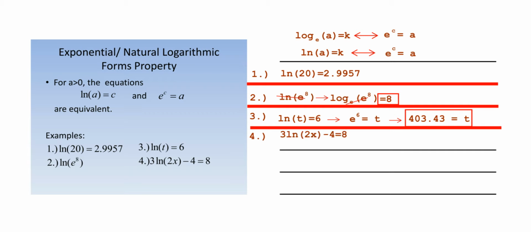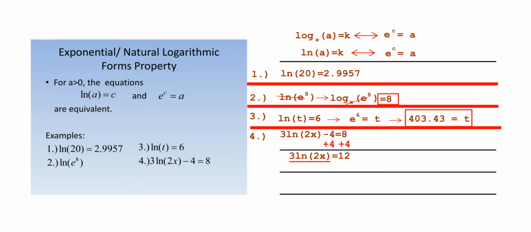Number 4, we have 3 ln of 2x minus 4 equals 8. We gotta realize there's a subtraction and a multiplication. We gotta get rid of those before we can go to the next step, right? Conversion. So let's get rid of the 4 first. So plus 4 on both sides then. Minus 4 plus 4 will cancel out, leaving us with just 3 ln of 2x equals 12.